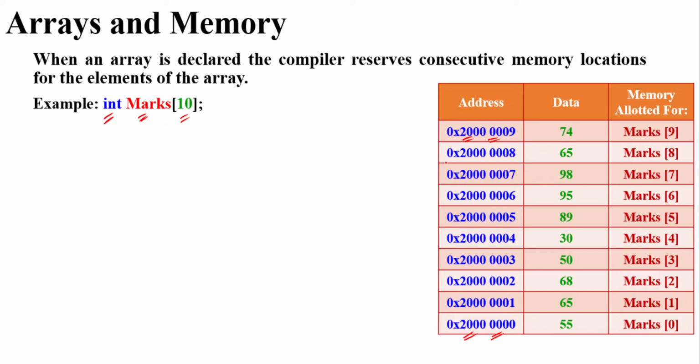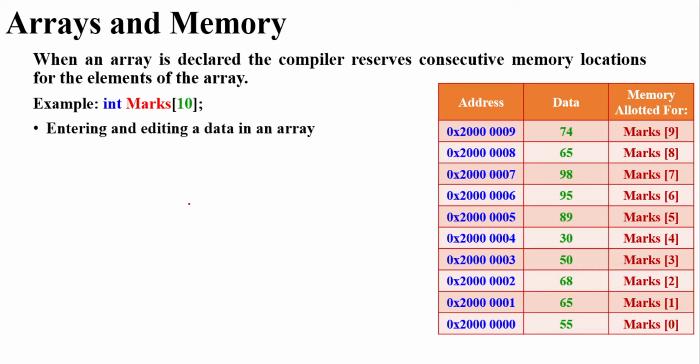Okay, so now you can see here all the memories are in consecutive order. They are not randomly arranged, but you can see the indexing starts from 0, 1, 2, 3 and so on up to 9. So all the elements are arranged in consecutive memory addresses. So this is how the memory is allotted to the elements of any array.